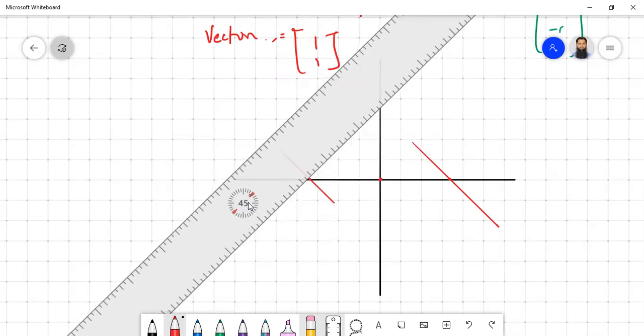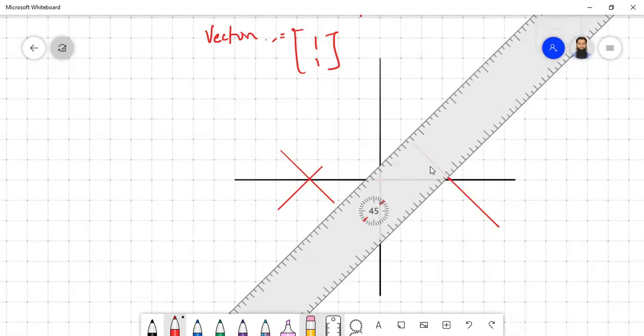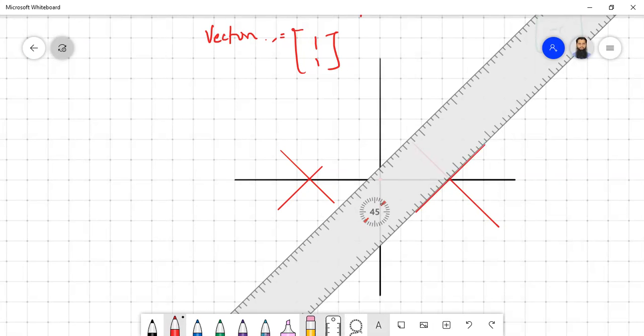Okay, so draw the other one. The one that we drew is minus 45 degrees. Now also draw plus 45 degrees. Draw in both cases.